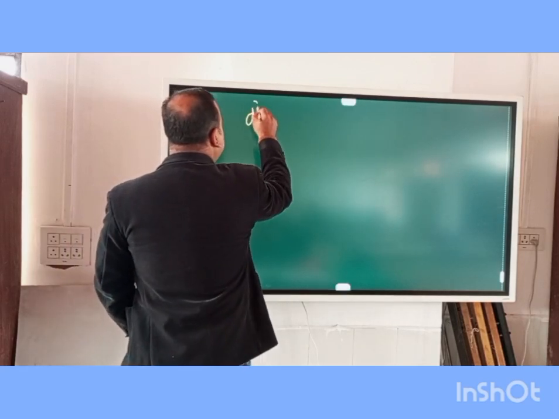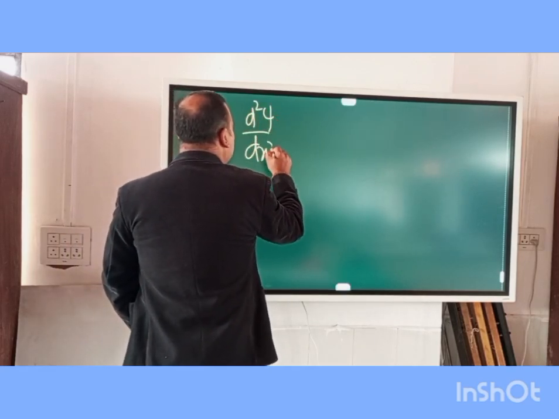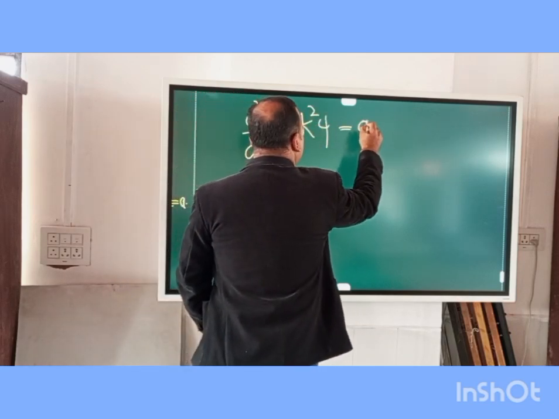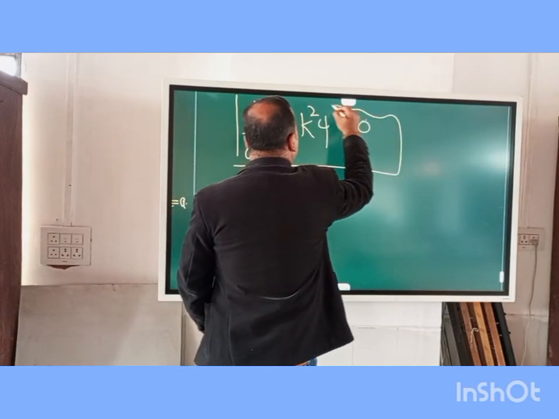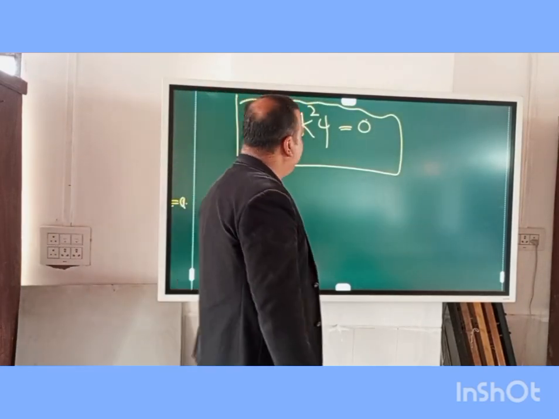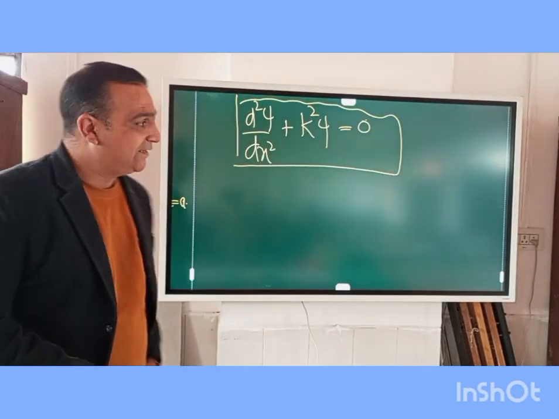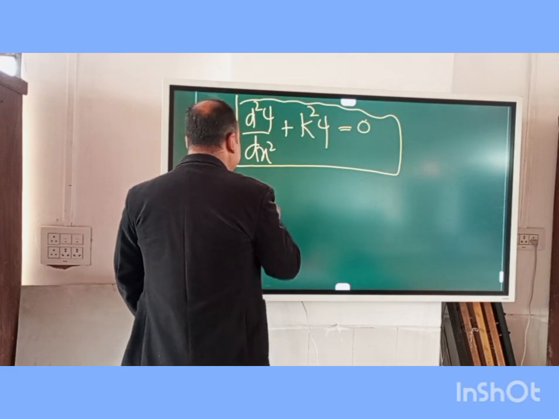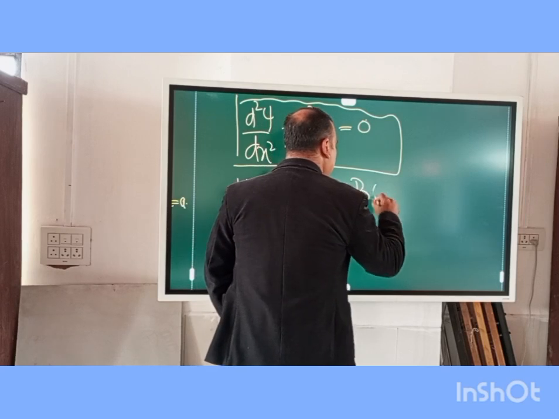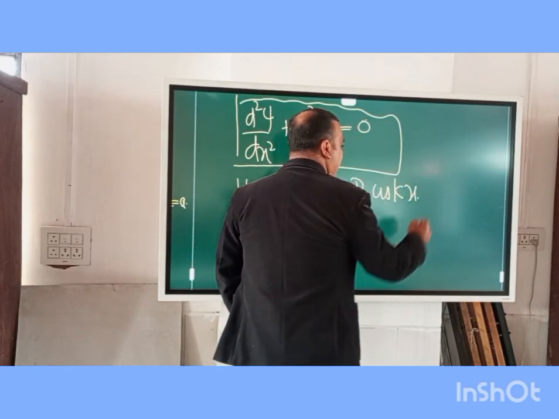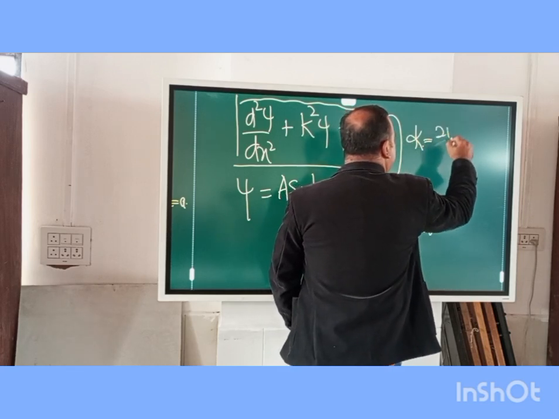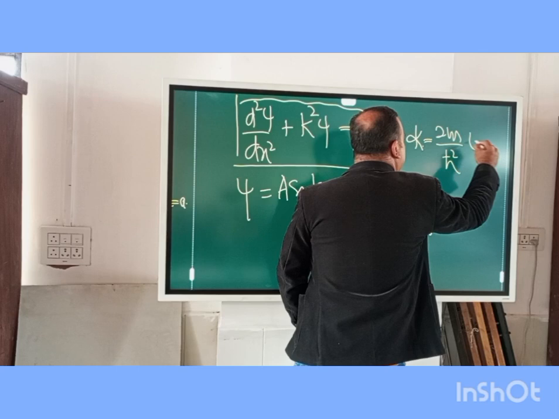So I have d2 psi by dx2 plus k square psi equal to 0. Clear? And this equation has a solution, right? So I can write down its solution as psi equals a sine of kx plus b cosine of kx. Where this k is, what is k? This k squared is basically 2m by h bar square E.